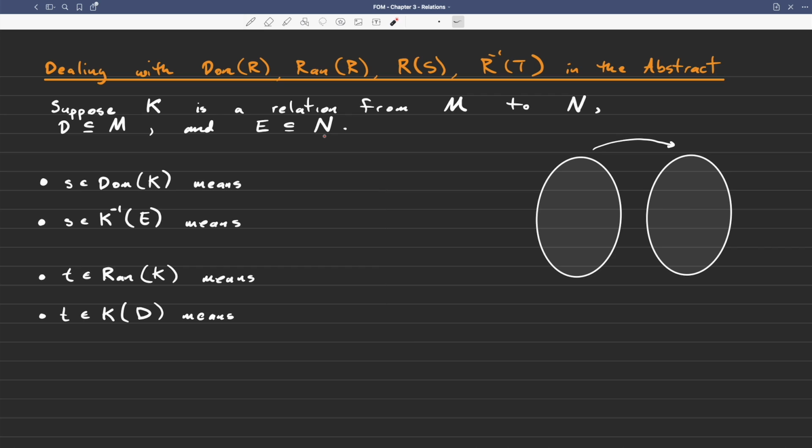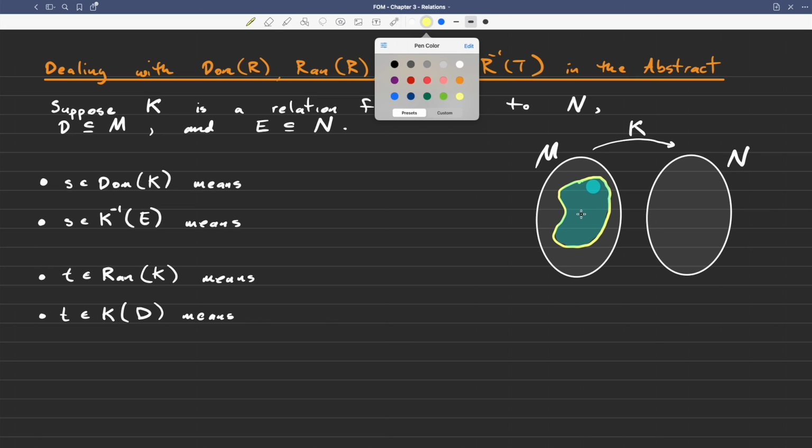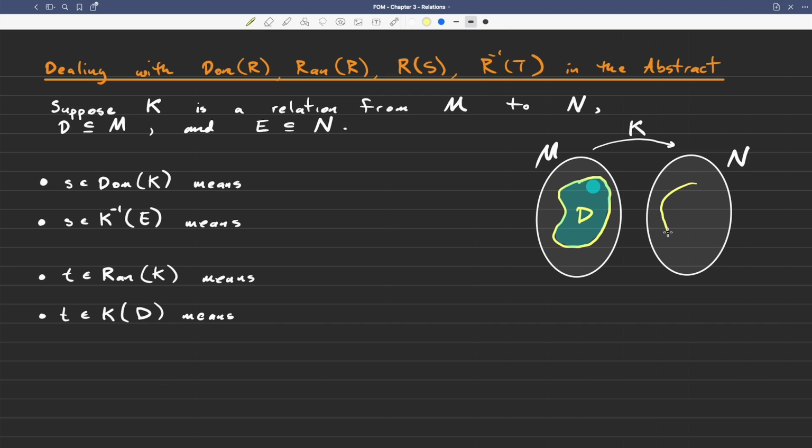I've put a blank bubble diagram over here because, like I told you, I'm a very visual person. So since this relation is K, the arrow up the top will name K, the left set will be M and the right set will be N. And then we have D is a subset of M. So here's the set D inside of M. And we've got a set E that's inside of N.